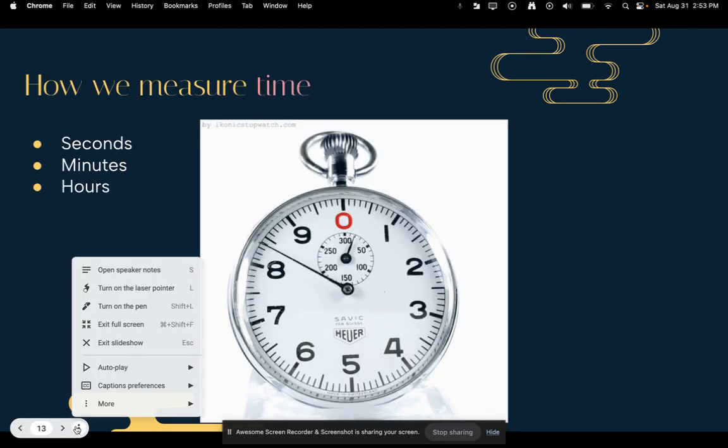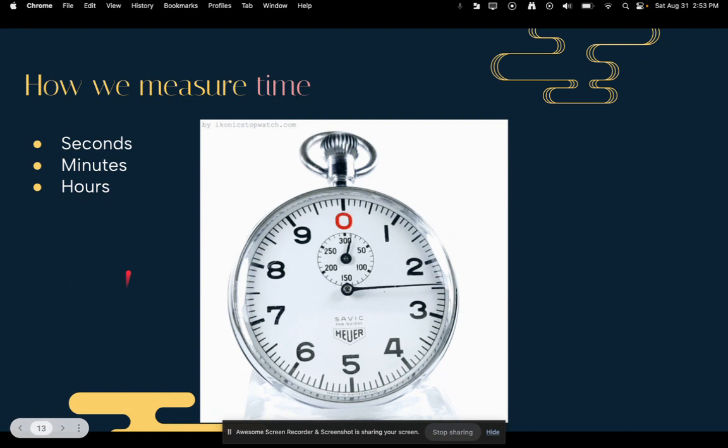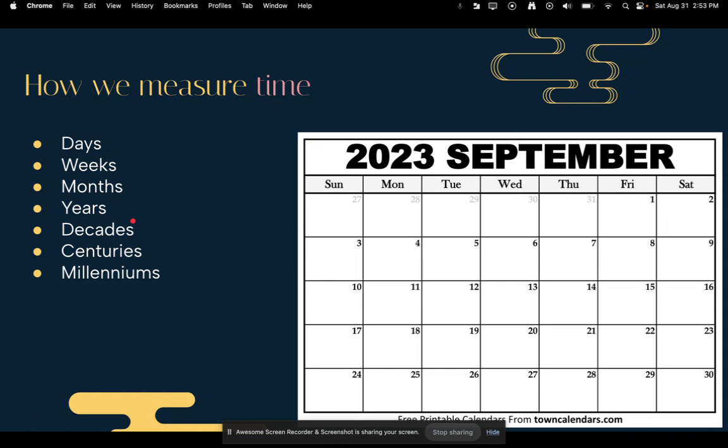So how do we measure time? What we do in the modern day typically is seconds, hours, minutes. Those are the most common. But also days, weeks, months, years, decades, centuries, and millenniums.